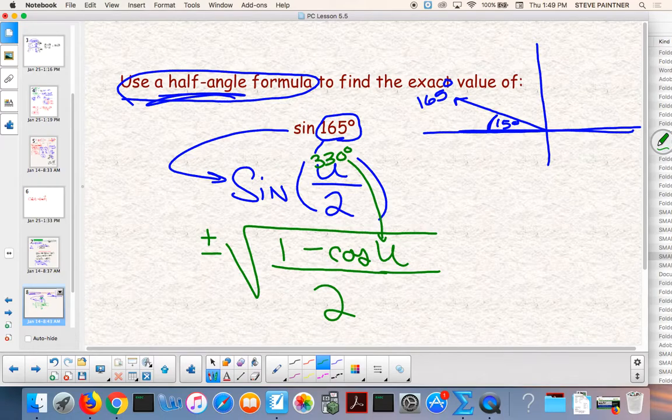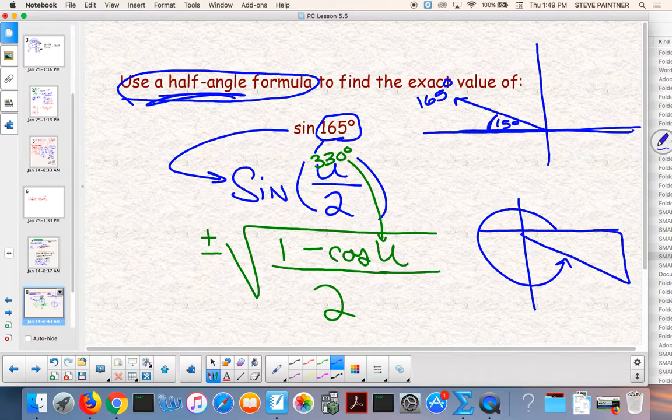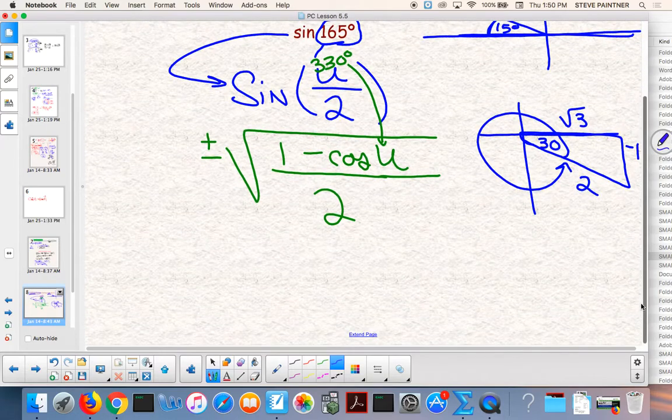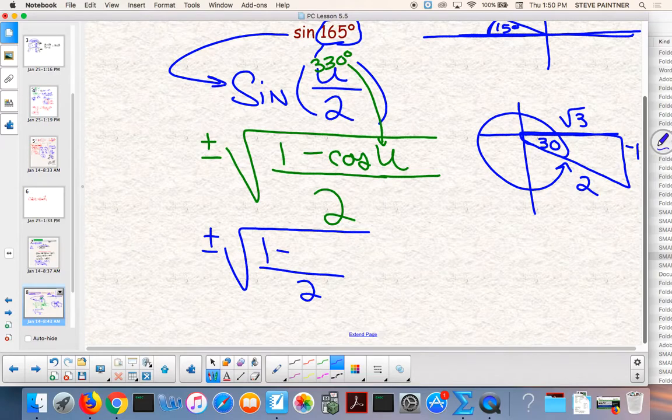And now it's not bad, guys. The only thing is you got to know where 330 is. Where's 330? Quadrant 4. It's right here. Here's a 330. Reference angle 30. Okay. Now you just do the number crunching. Go ahead, put something in for cosine of u.